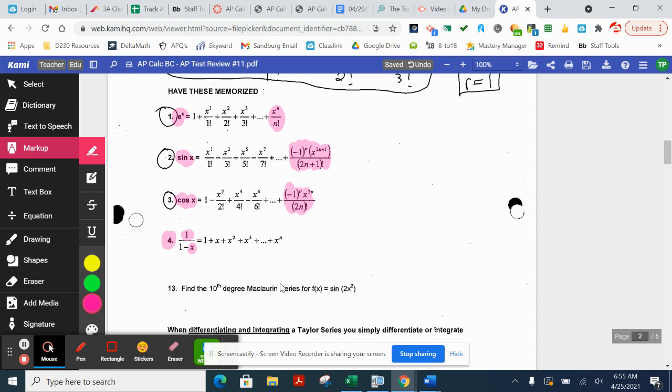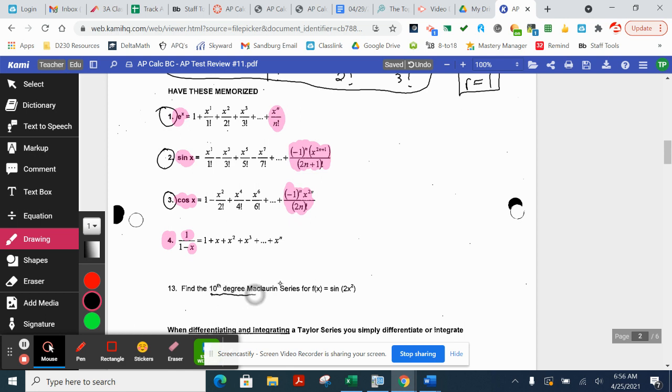So for number 13, you would have two options here. If I ask you to find the 10th degree Maclaurin series, that doesn't make any sense. A 10th degree Maclaurin polynomial, let's do it that way. The reason that doesn't make any sense is a 10th degree means we only go to the 10th power. The series means we write all the terms, which is basically the general term. So a 10th degree polynomial means we want the 10th polynomial term, so the 10th power, 10th factorial, 10th derivative.